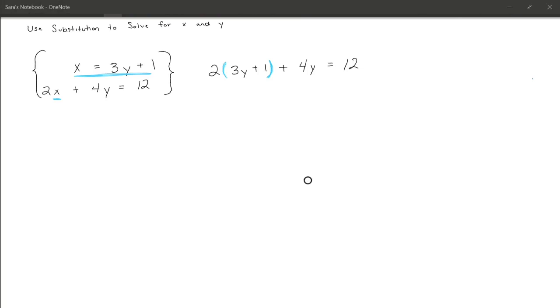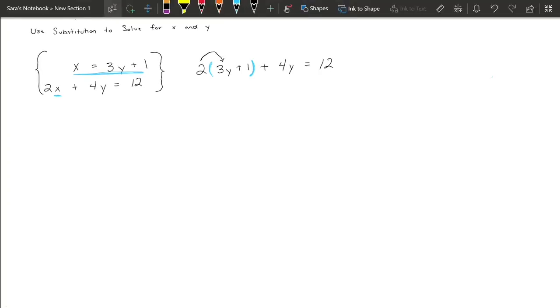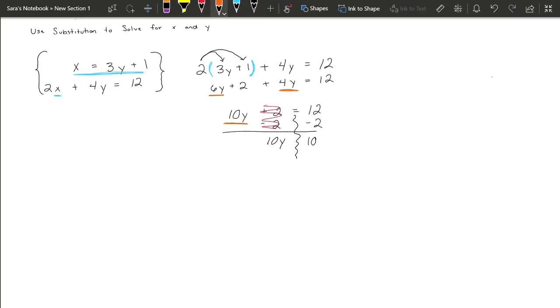Here we will be multiplying the 2 outside of the parentheses by 3y and 1. We multiply 2 times 3y and 2 times 1. We get 6y plus 2 plus 4y equals 12. Next, we combine like terms and get 10y plus 2 equals 12. We still want to get y by itself, so we are going to subtract 2 from both sides and get 10y equals 10. Here we will then divide both sides by 10 to get y by itself.